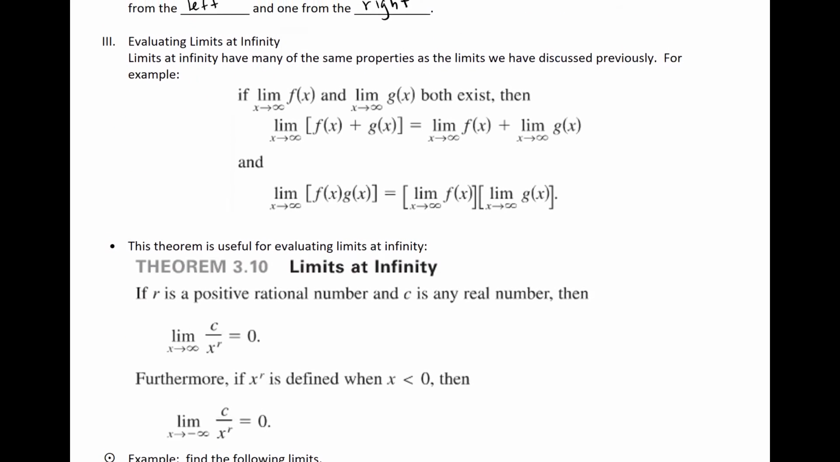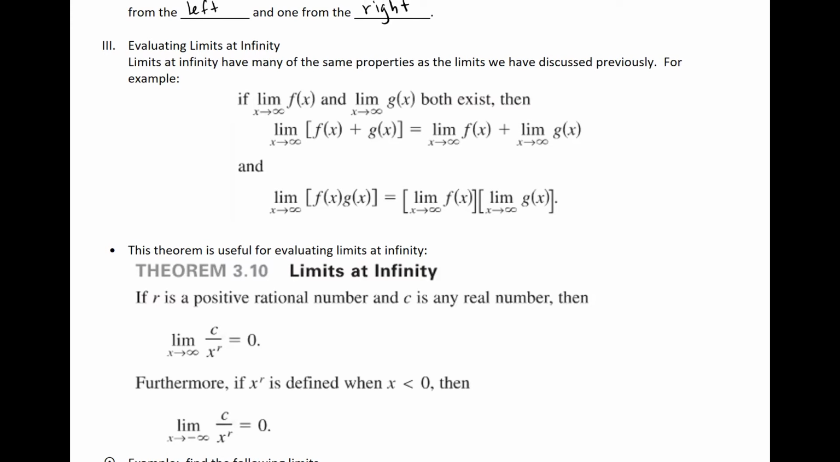So this first theorem is very useful in evaluating limits at infinity. It says if r is a positive rational number and c is any real number, then the limit as x approaches infinity of c divided by x to the rth power is equal to 0. So let's talk about why this happens. You've got a constant number divided by x to the rth power. Now this denominator is growing, getting larger and larger, because r is a positive rational number and you're plugging in something going towards infinity. So x to the r is also going towards infinity.